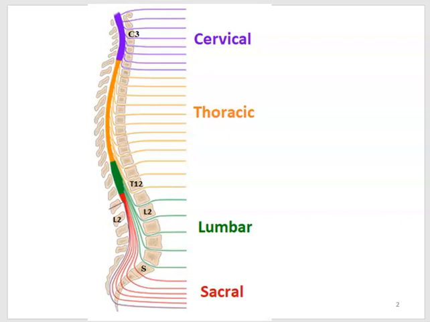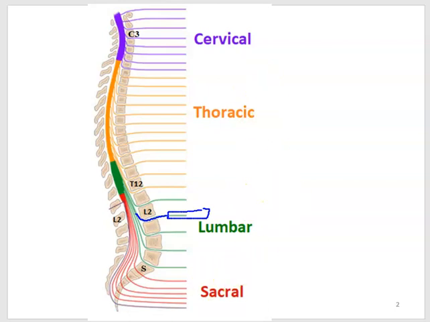Now, most spinal nerve names match the name of the vertebra that's above it. For example, if we look at the second lumbar spinal nerve right here, it emerges out of the vertebral canal beneath L2, lumbar 2. So that makes sense that it's lumbar, the second lumbar spinal nerve.